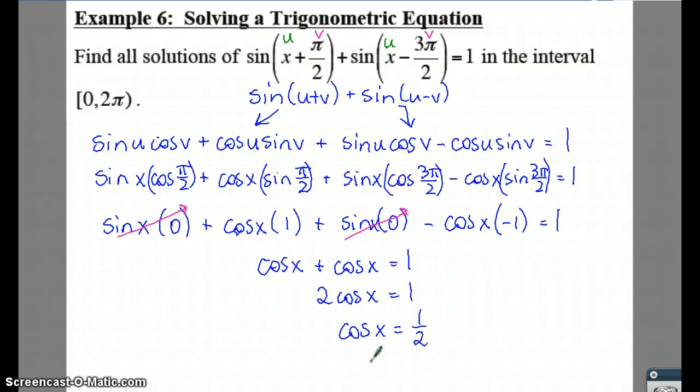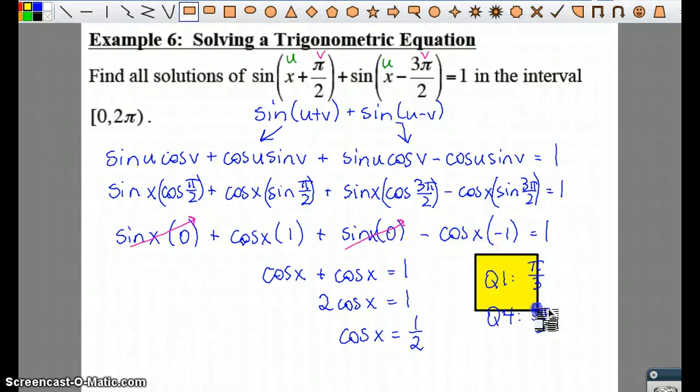So we need to think about our two quadrants where cosine is positive. That's going to be quadrant 1 and also quadrant 4. Think about where your cosine is positive, that means where your x value is a positive 1/2. One of your answers in quadrant 1 is going to be pi over 3, and the other answer in quadrant 4 is going to be 5 pi over 3.